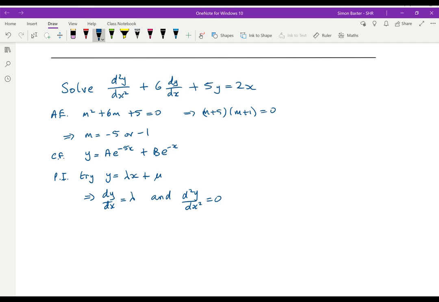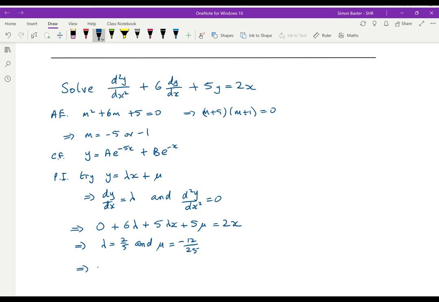Substituting in the differential equation gives us that d2y by dx squared is 0, plus 6 dy by dx is 6 lambda, plus 5y is 5 times lambda x plus 5 mu. So that is substituting in the differential equation. The other side is 2x. Solving that, we get that lambda is equal to 2 over 5, and mu is equal to minus 12 over 25.